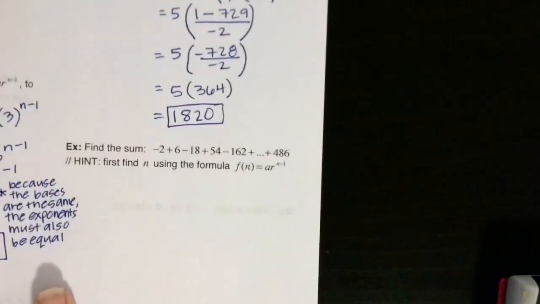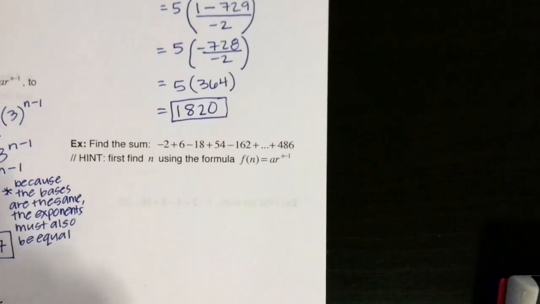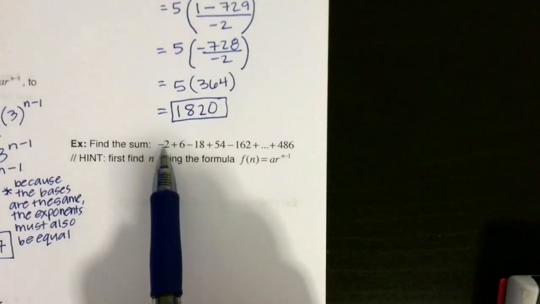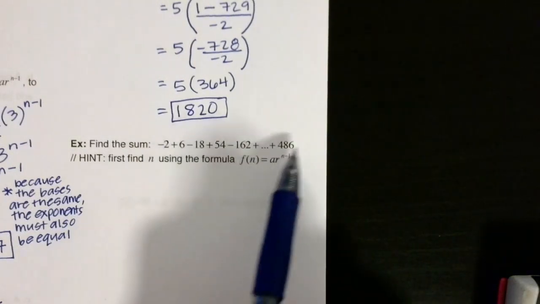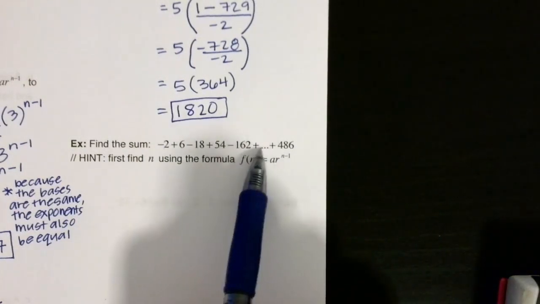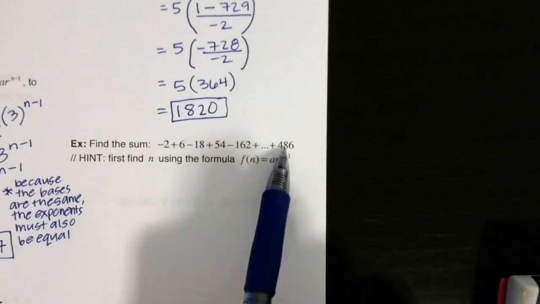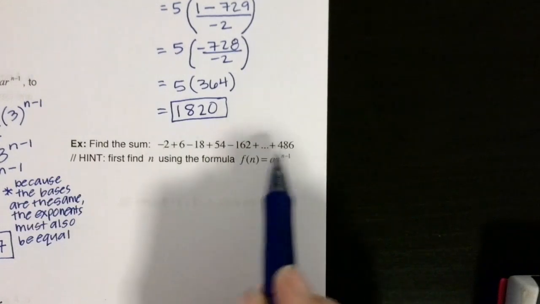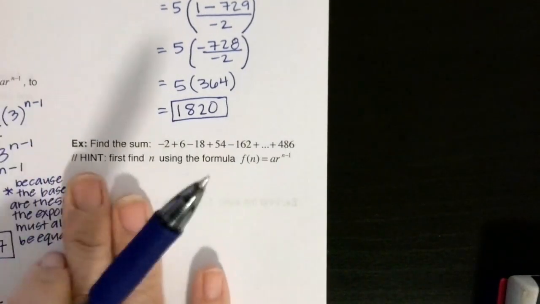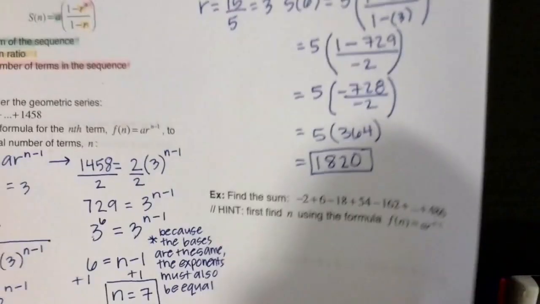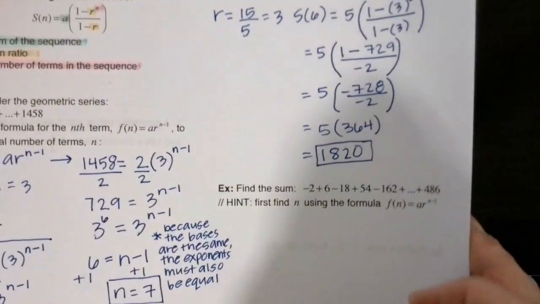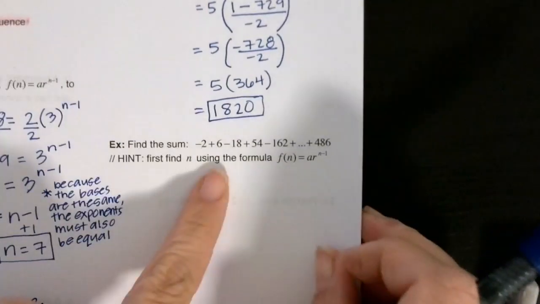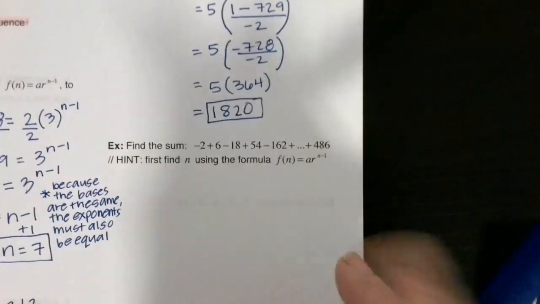Okay, let's take a look at the next example. It says find the sum. So -2 plus 6 minus 18. We've got some sign changes here, and some numbers we're not sure of, and then it equals 486. It wants us to find the sum. This one is similar to the problem we did on the left over here, because we don't know what term number that is. So what we're going to do is start by finding n using that formula.